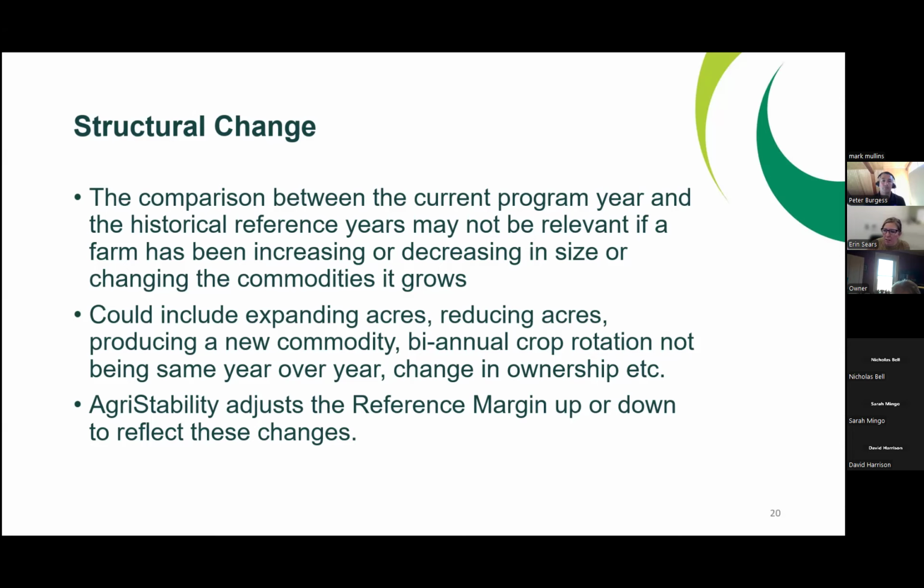Some examples of when structural changes come into play could include expanding acres, reducing acres, or producing a new commodity. In blueberries, we see it a lot with those biannual crops, where you might not have that 50-50 crop rotation, so it's not the same year over year. Or it could be a change in ownership. So AgriStability adjusts that reference margin up or down to reflect those changes.